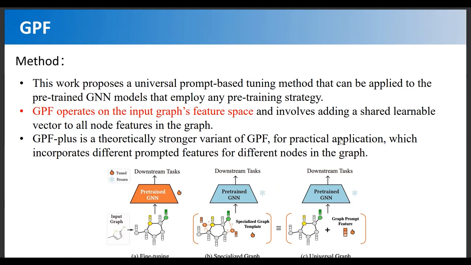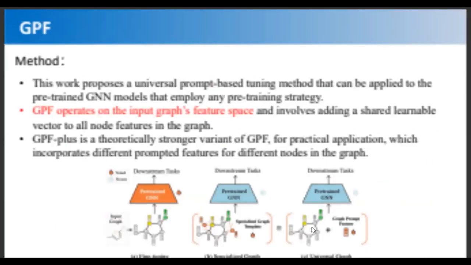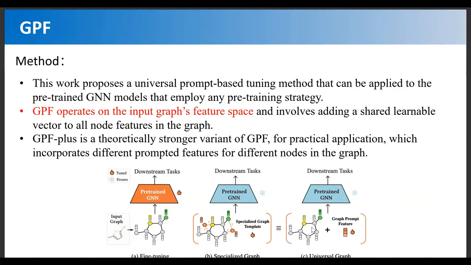In GPF, they keep the pre-trained GNN fixed, and to adapt the pre-trained GNN to downstream tasks, they tune an extra graph prompt feature instead. This graph prompt feature is the extra feature that will be added to all the nodes. Okay, so the GPF method is to modify the input, the graph prompt features.